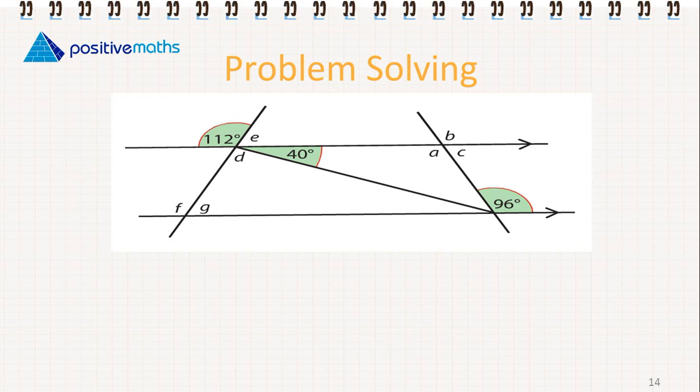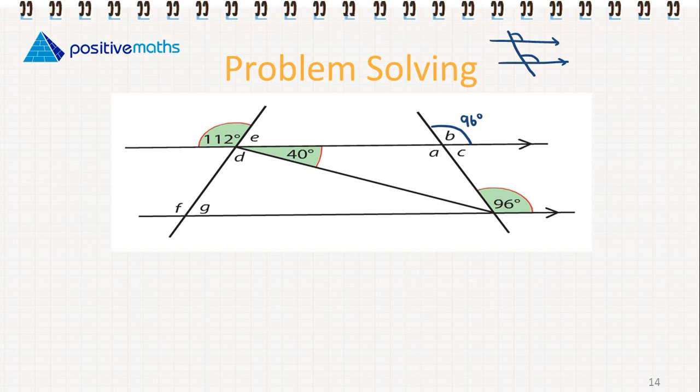If we start off on the right with A, B, and C, we can use our rule for corresponding angles to find the measure of B. Again, if we have a transversal and we have parallel lines, then the angle that's here is equal to the angle that's here. Therefore, we know that B is equal to 96 degrees.